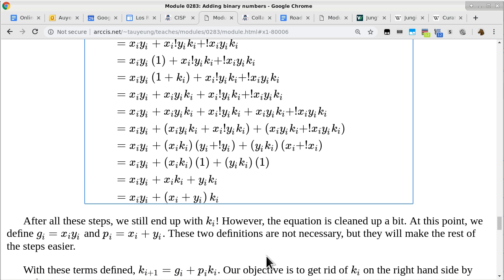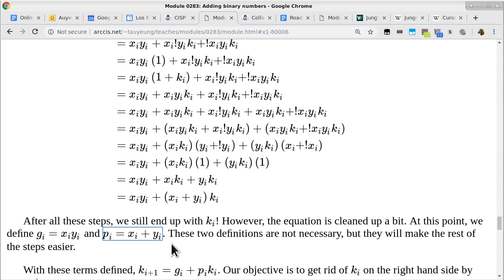It's right there, okay? But it's not displayed by itself. So here is how G of I is defined, and this is how P of I is defined. G of I is a very simple definition. It is simply the conjunction between xi, yi. And then P of I is simply the disjunction between xi and yi. So one is the conjunction, the other one is the disjunction. But by using these two terms, now we can rewrite k of I.